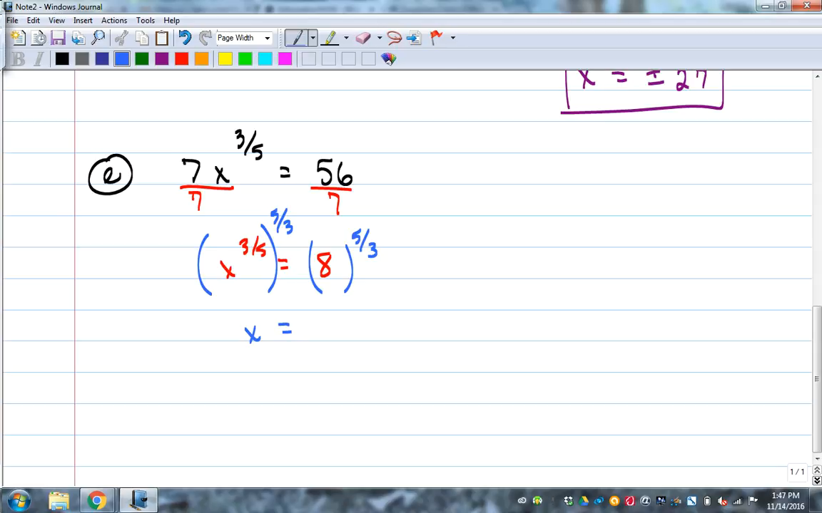All right, so what's 8 to the 5/3? 32. And just the positive answer there, because we didn't need to put a plus or minus because we didn't have an even number in the denominator.